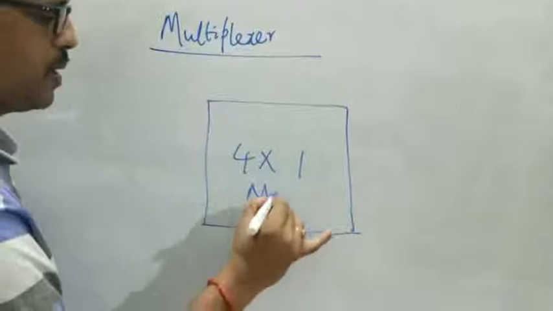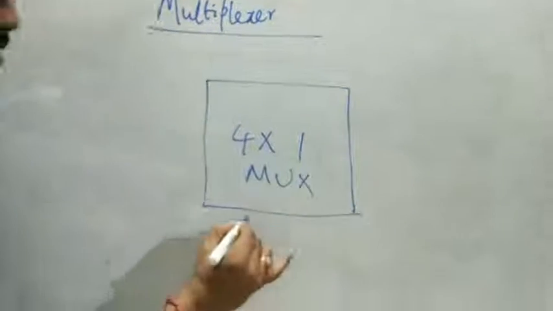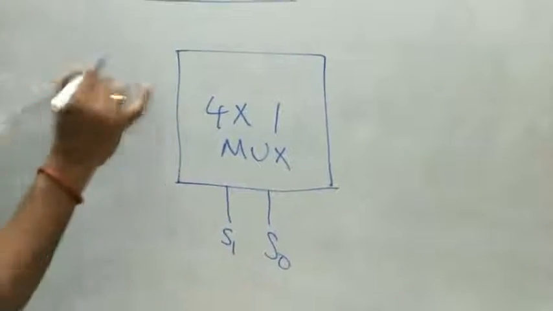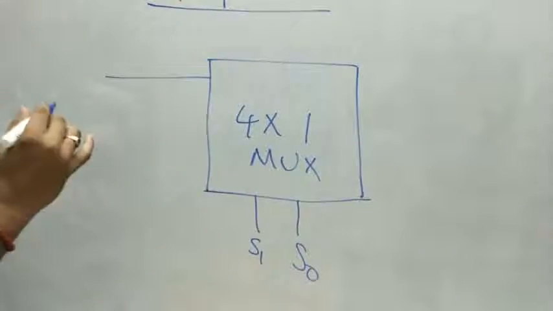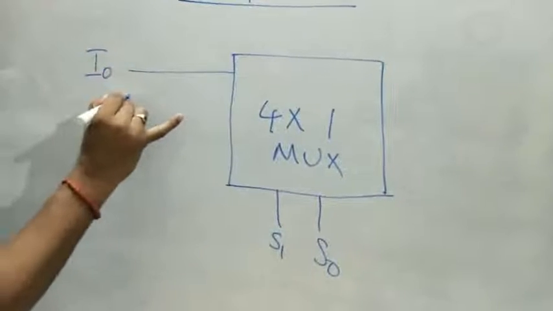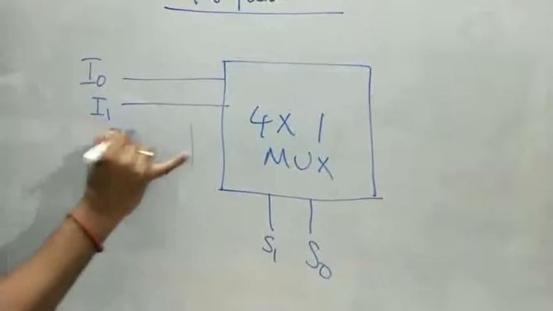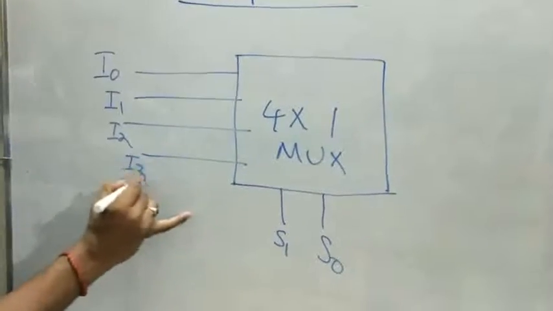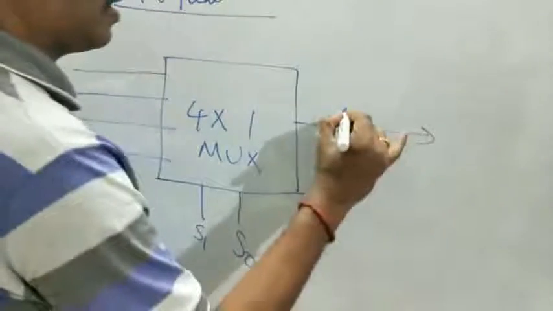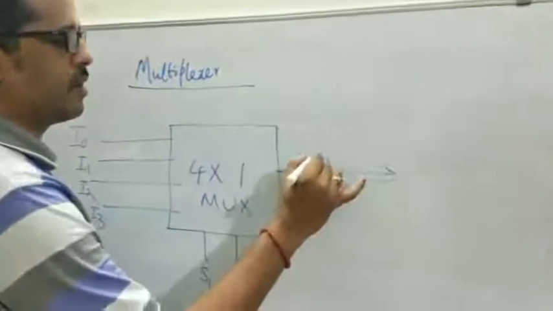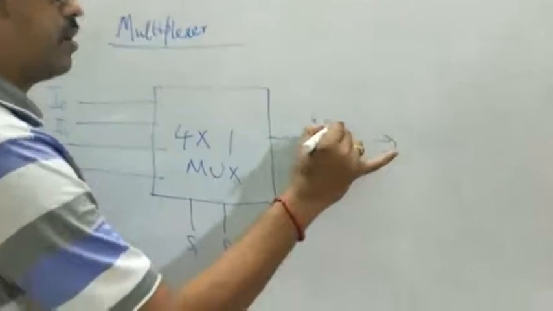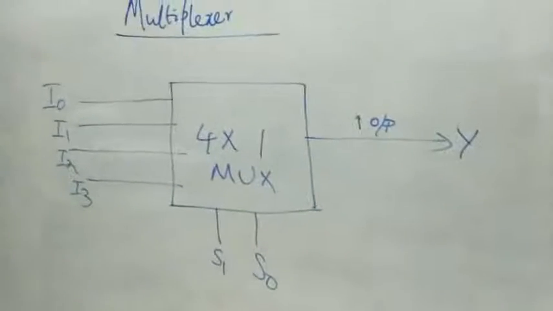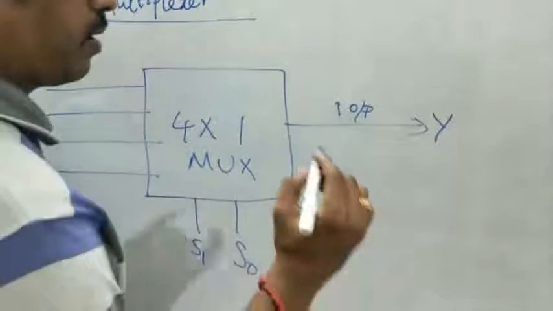4 by 1 multiplexer. So 4 by 1 means how many selection inputs? 2 selection inputs, S1, S0, and how many data inputs? 4 data inputs, right? I0, I1, I2, and then I3. Output is always going to be one output, right? This is called Y. We'll write the function table for this 4 by 1 multiplexer.